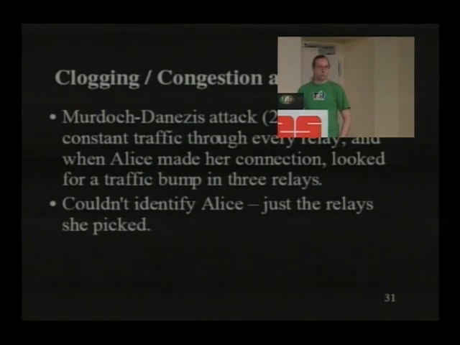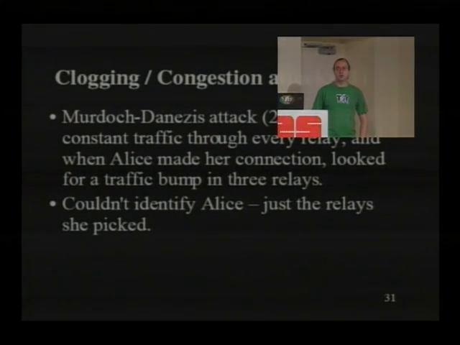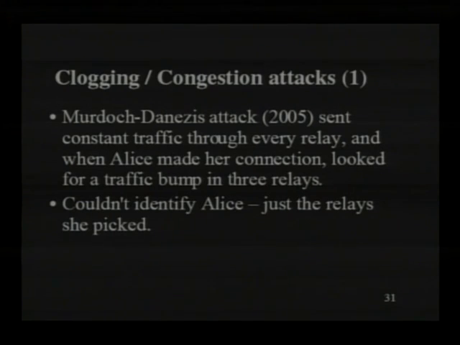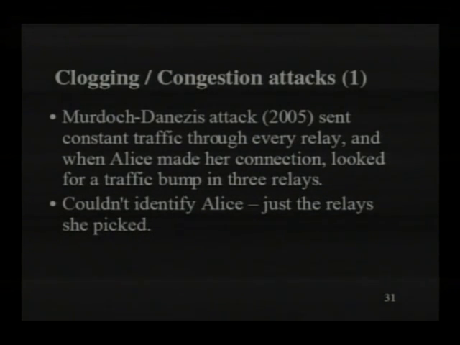Another messy attack that we're still trying to grapple with is called the clogging or congestion attack. In 2005, Steven Murdoch and George Danezis published a paper on a low-cost traffic analysis of Tor. The idea was, there were only 15 relays at the time, so it was a bit easier. You build a circuit from you to each relay and back. So you have 15 circuits, and you're sending constant rate traffic down all of them.